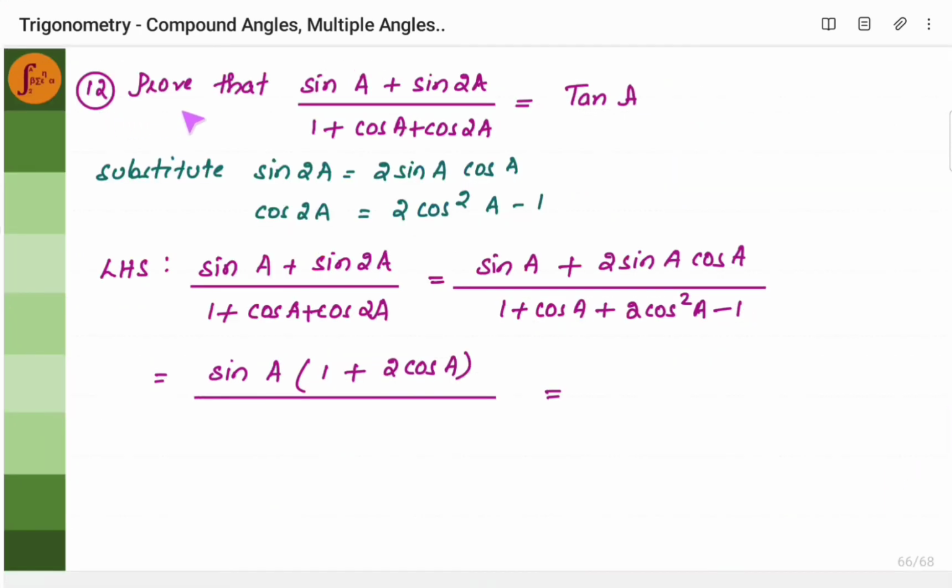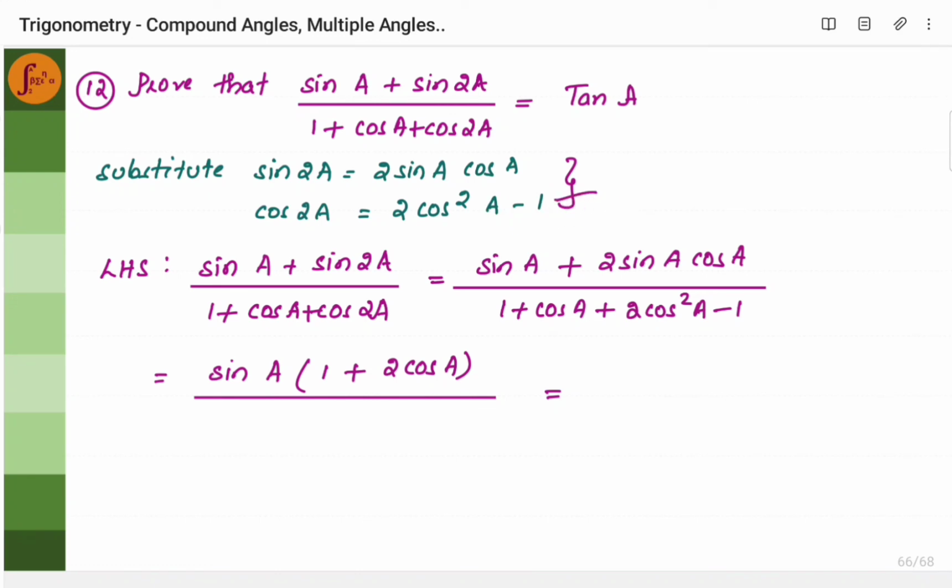Now let's take this problem. Prove that sin A plus sin 2A by 1 plus cos A plus cos 2A is tan A. Right? So using multiple angles and compound angle formula, we'll try to prove this. So two formulas majorly for sin 2A and cos 2A. Sin 2A is 2 sin A cos A. Cos 2A is 2 cos square A minus 1.